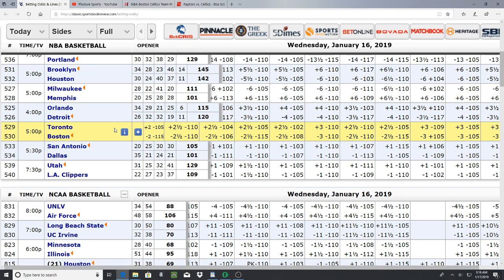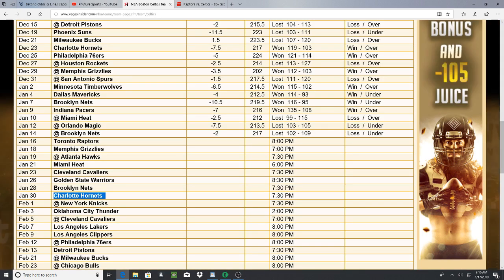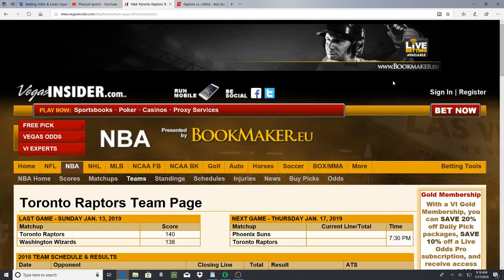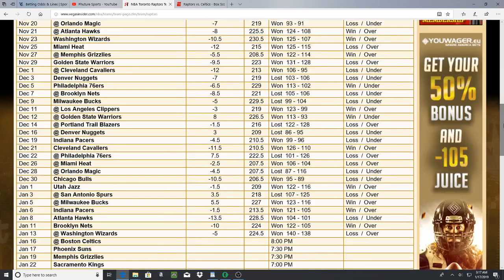A lot of people were going to take Toronto here because, you know, they've won 5 in a row. Boston's lost 3 in a row. They're going to take the better team. Okay. So as you can see here, 3-game losing streak. Like I said, it's the concept that matters. It's not based on the strategy. It's the concept. Okay. That's how you get the result.